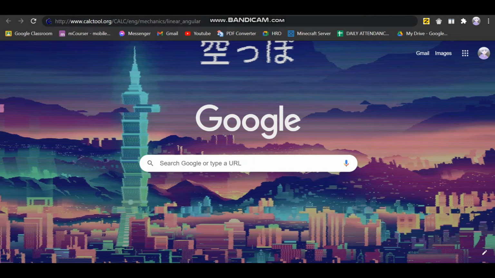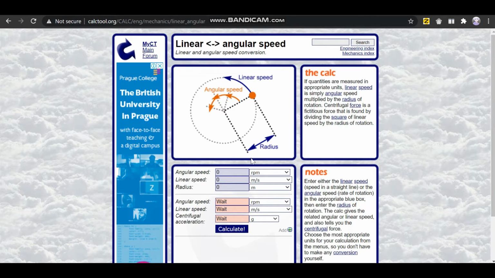And today, we will do a review of a certain trigonometric, let's say, calculator in terms of angular measure and linear measures. So, let's just copy-paste this link. This link will be available in the description below. So, this is what the website looks like.